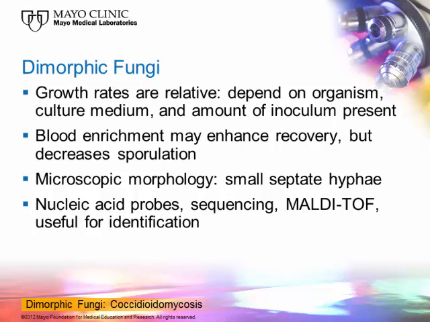The microscopic morphology, there's one thing that's in common with all of them, and that is that they produce small septate hyphae. There are a few other things like dermatophytes that can do the same thing, but by and large the dimorphic fungi are the ones that produce these hyphae. We do have molecular methods that are available for identifying these organisms in addition to using traditional methods. We have nucleic acid probes, we have nucleic acid sequencing, and MALDI-TOF that is now being used in the clinical laboratory that will identify these organisms much more easily than traditional methods.